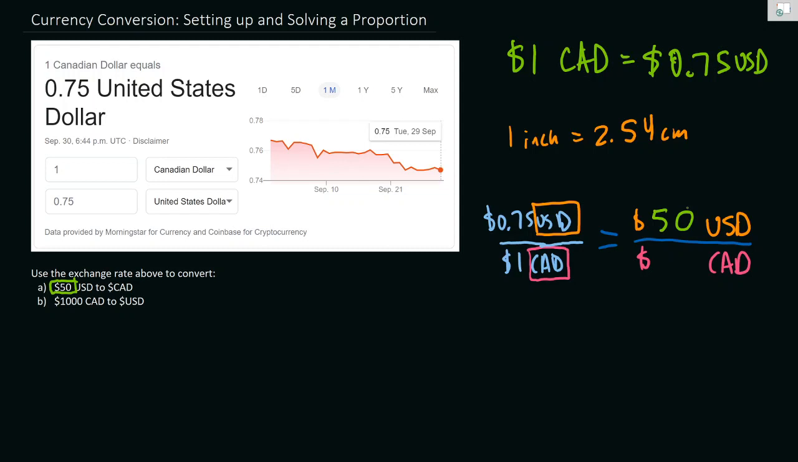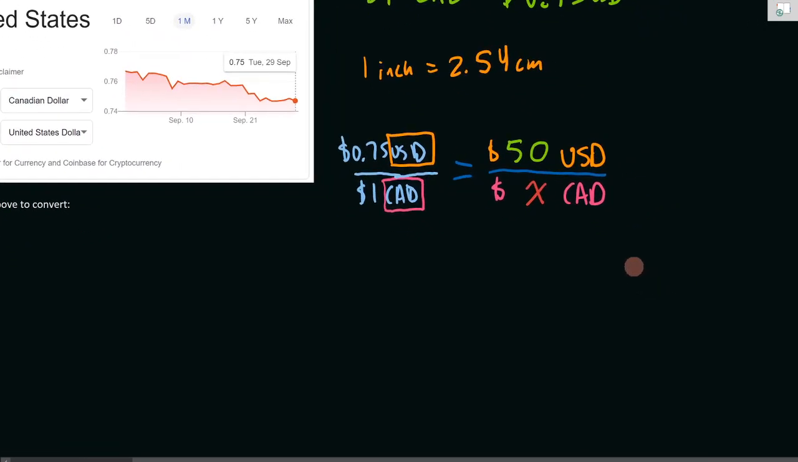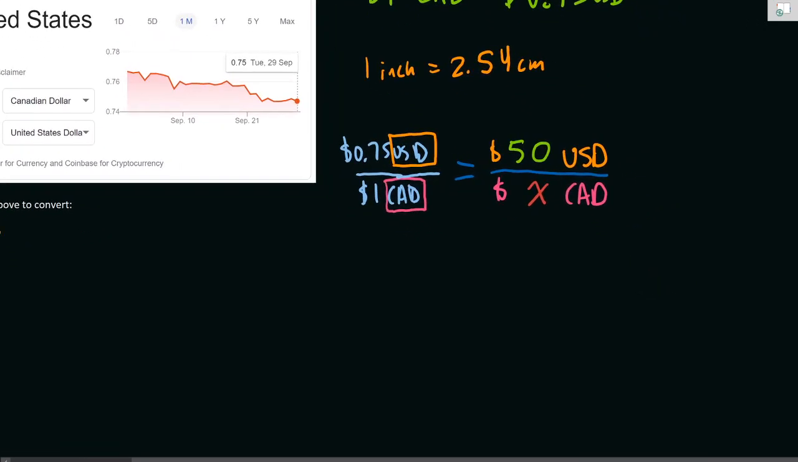And then what I'm left with is my unknown, which is my Canadian dollars. This is what I'm trying to solve for. So I have X Canadian dollars here. So now what we can do is something called cross multiply and divide. There's a few ways to do this, but the way to do this in one step, which I kind of like, you're always going to have your variable in one spot, of course, in the proportion. That's your one unknown. You can only ever have one unknown if you're going to solve it.